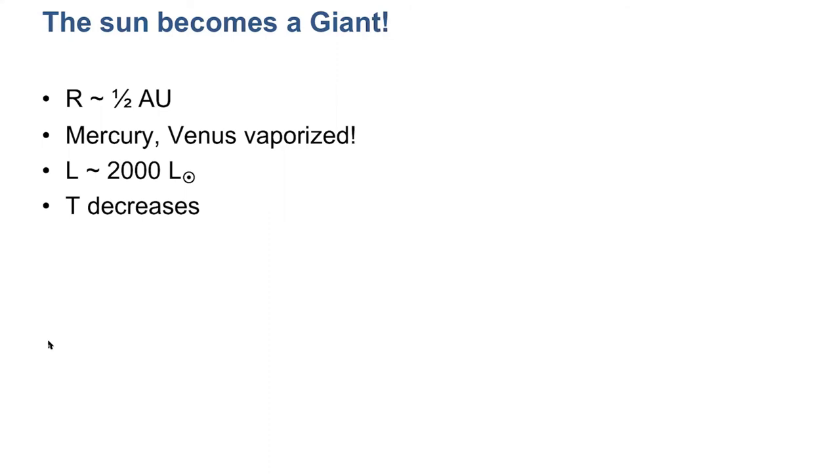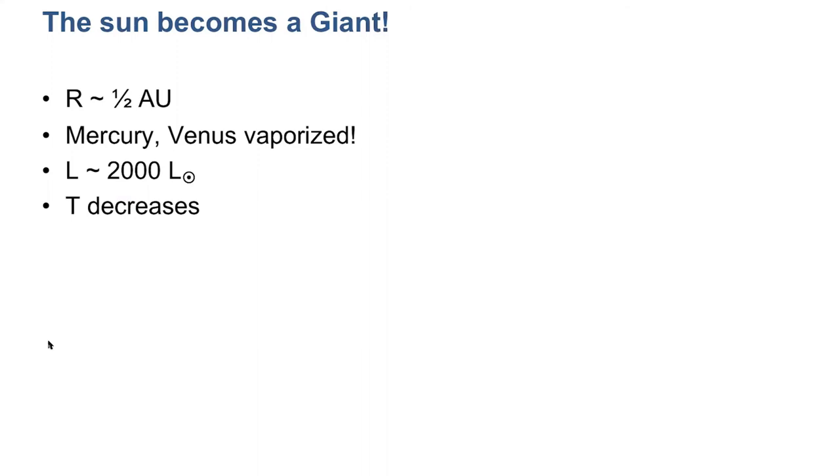The luminosity of the sun, this is not a small effect. We expect the luminosity of the sun in this stage of its life will increase by about a factor of 2,000. The luminosity at this point being 2,000 times the present luminosity of the sun. Now, the radius is going up and the luminosity is going up. The temperature could go up or down if you go back to our luminosity equation.